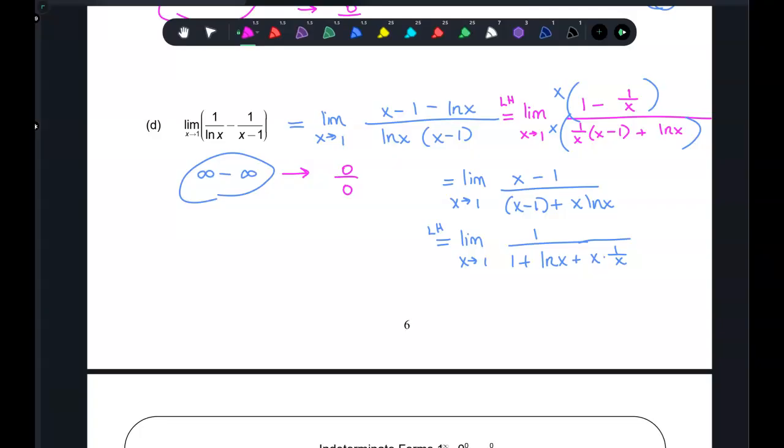But then I still get 0 over 0 here. Right. So now I have to do L'Hopital's rule. But then you have to do it again afterwards. No, because I have a 1 in the numerator. As soon as I get 1 in the numerator, plus, what's this going to give us? This is going to equal 1. So I end up with 1 over 1 plus 0 plus 1, which is a half.